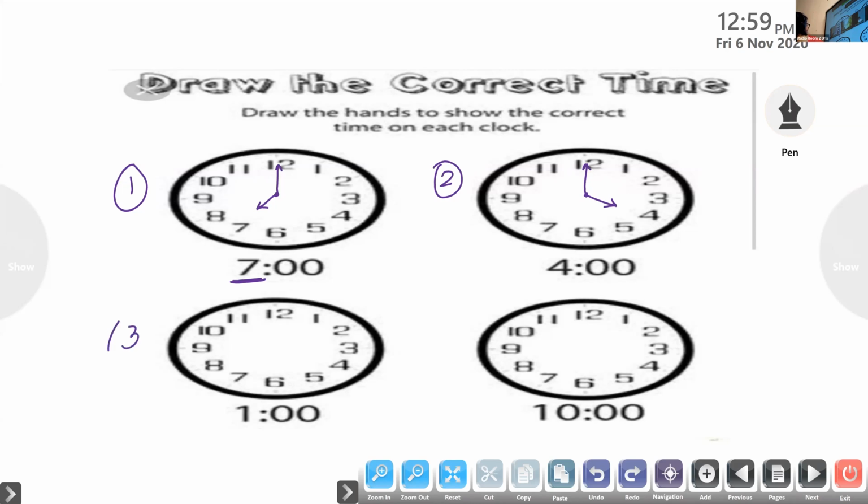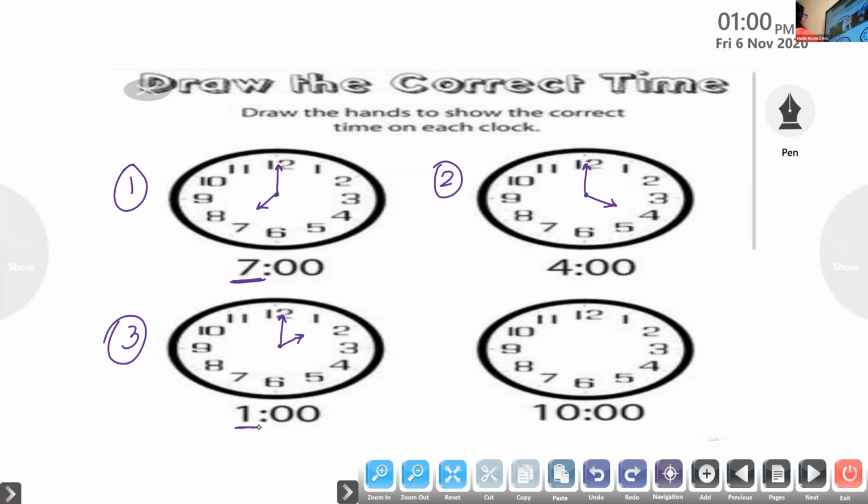Yes, ma'am. Third one. Ma'am, short hand will be on 1. And long? Long hand is 12. Yes, long hand should be on 12 and the short hand should be on 1 because the time given is 1 o'clock. Good, Devash.